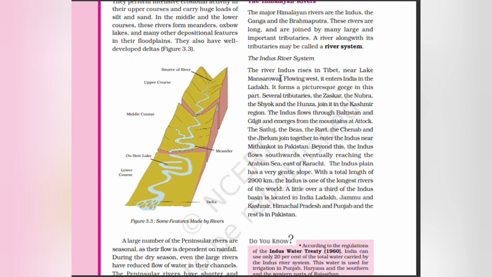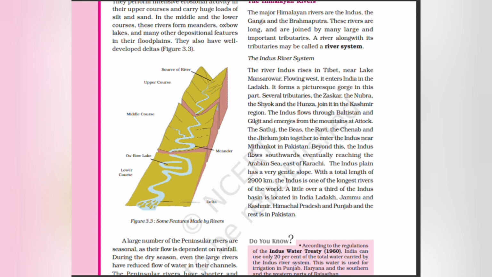Indus River System. The Indus River rises in Tibet near Lake Manasarovar, flowing west. It enters India in Ladakh. It forms a picturesque gorge in its path. Several tributaries, the Zaskar, Nubra, Shyok, and the Hunza, join it in the Kashmir region. The Indus flows through Baltistan and Gilgit and emerges from the mountains at Attock. The Sutlej, the Beas, Ravi, Chenab, and the Jhelum join together to enter the Indus near Mithankot in Pakistan.